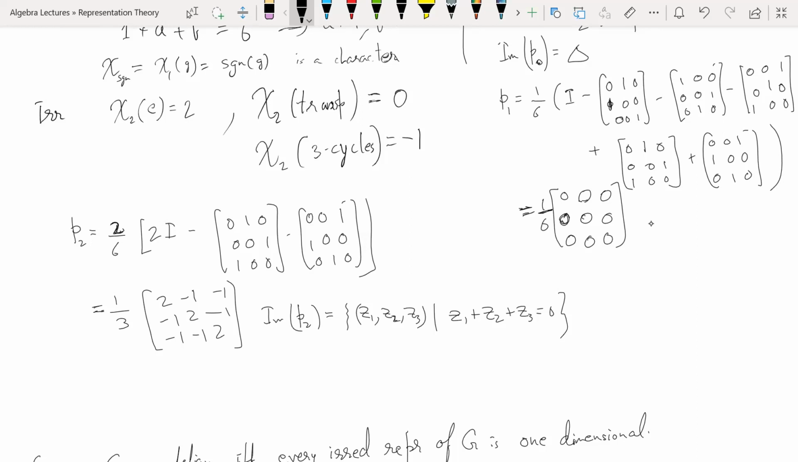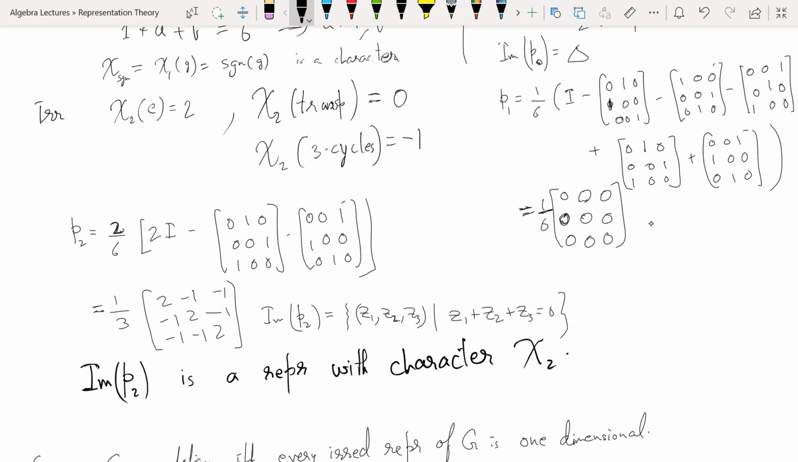So you can see that the image of P2 is exactly the subspace Z1 plus Z2 plus Z3 equals 0. So the image of P2 is a representation with character chi2, because it's exactly 2-dimensional.